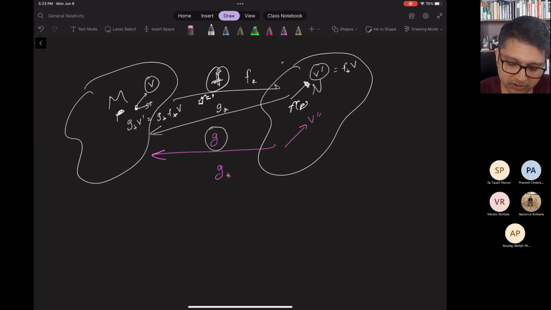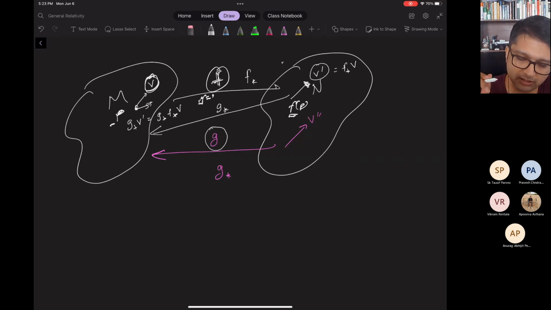Only the inverse function will take me back from F of P to P, and then I can compare this push forward with the original vector. So basically, it's special to use F and F inverse because you're talking about comparing.